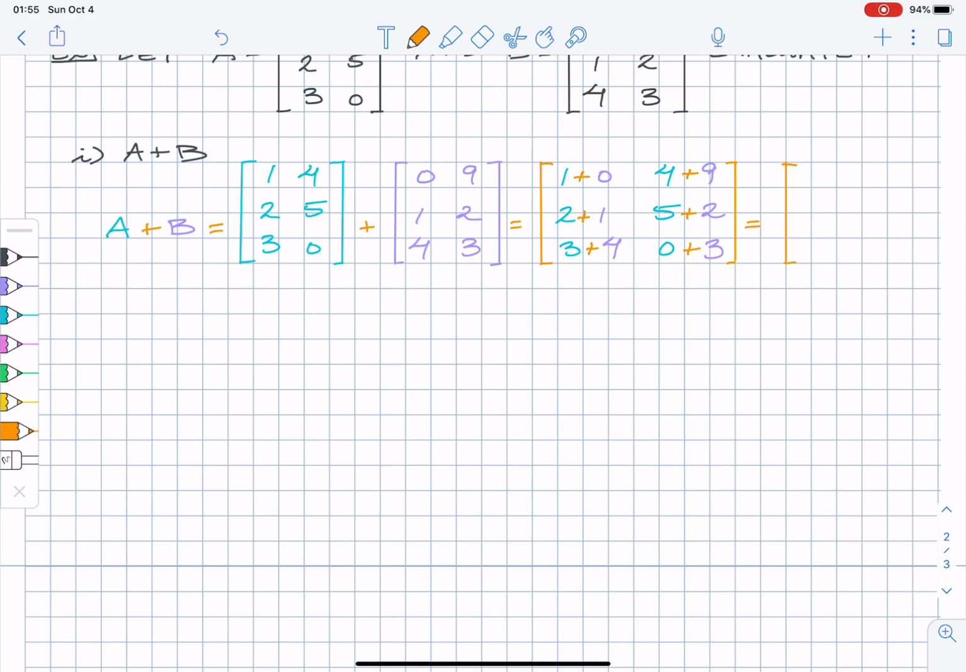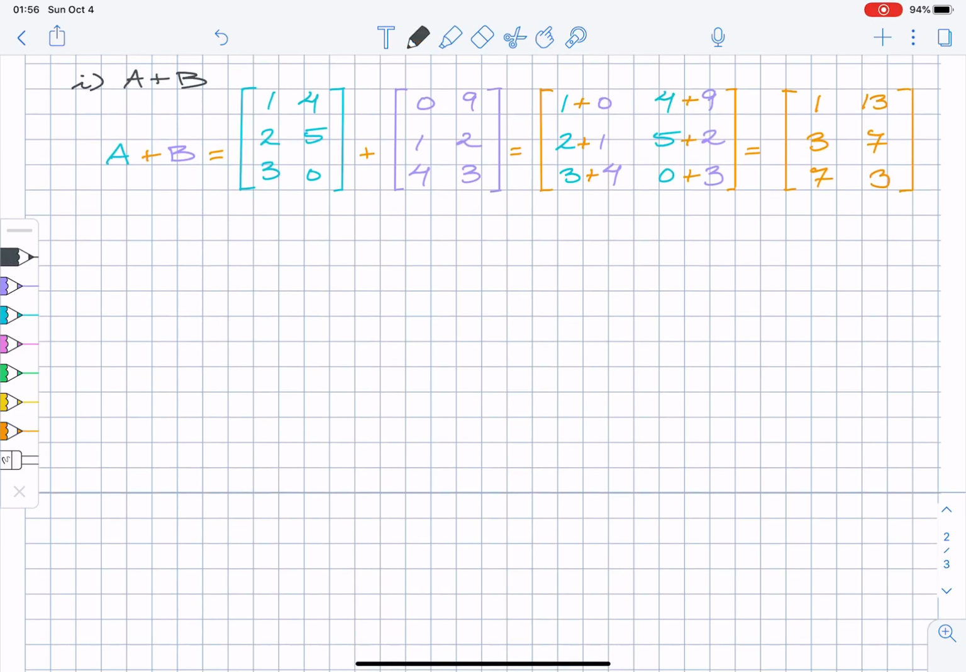Okay, so 1 plus 0 is 1, 2 plus 1 is 3, 3 plus 4 is 7, 4 plus 9 is 13, 5 plus 2 is 7, and 0 plus 3 is 3. So that's the sum of matrix A and B. Notice why they have to have the same dimension is so that we can add. Okay, so now number 2. Let's do A minus B, shall we?